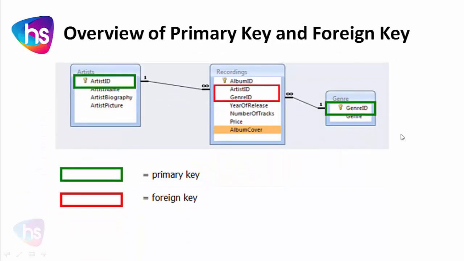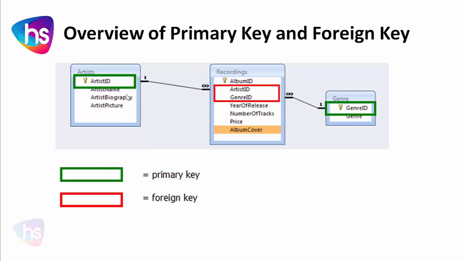See, an overview of primary key and foreign key in pictorial representation. I'm not going into very much depth; I'll tell you in simple terms. You see here, one table is created: artist. The table has artist ID, artist name, biography, and artist picture, the image of the artist.